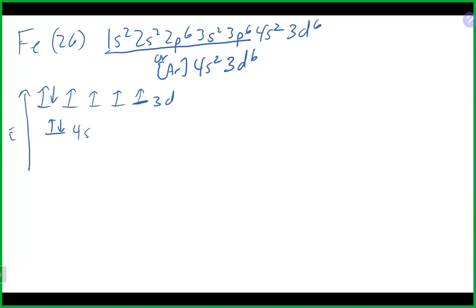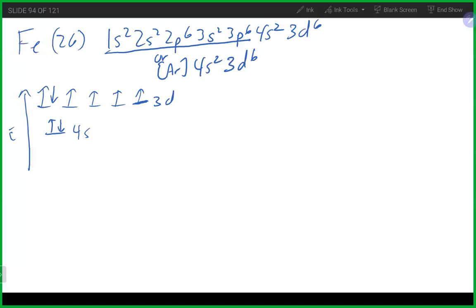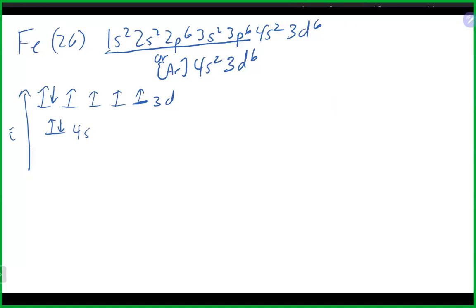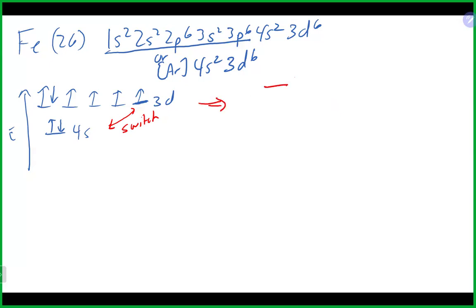Now, what happens with transition metals, which is a little bit different than what happens with representative metals like in group 1 and group 2, is once you start actually filling the d orbitals, these two sets of orbitals will switch energy. So they'll actually switch positions in energy. And what ends up happening is the 4s actually becomes higher in energy than the 3d.